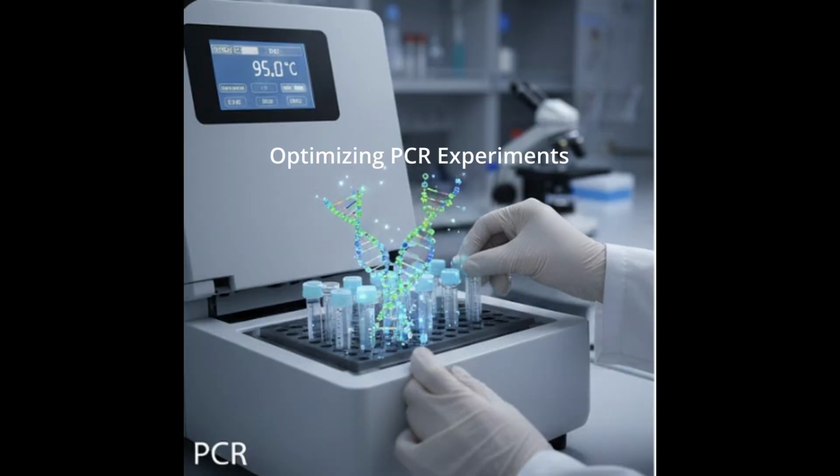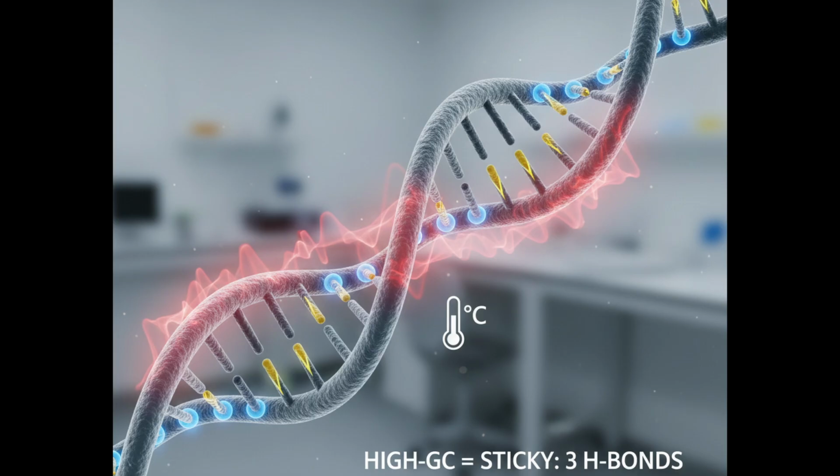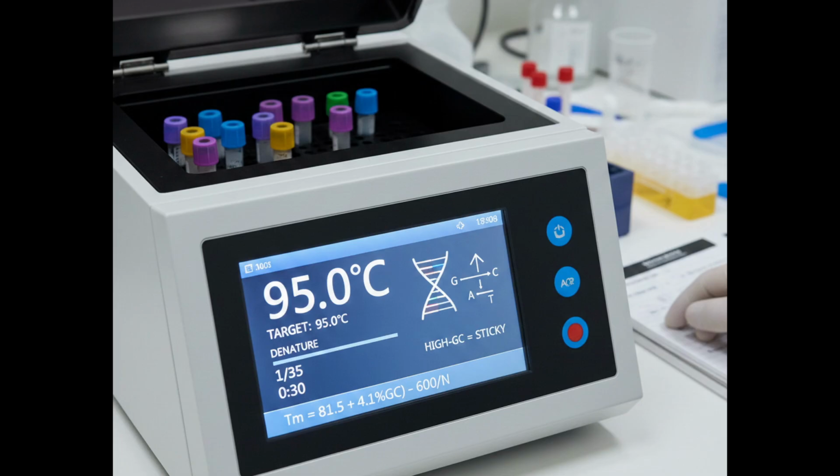Optimizing PCR experiments. In the lab, PCR, polymerase chain reaction, is used to amplify DNA. This requires heating the DNA to separate the strands. Because guanine and cytosine share three hydrogen bonds compared to only two for adenine and thymine, high GC sequences are stickier. As you see on this PCR machine display, we often have to reach temperatures as high as 95.0 degrees Celsius to denature these strong bonds. Knowing the GC content allows us to predict the exact melting temperature needed for a successful experiment.